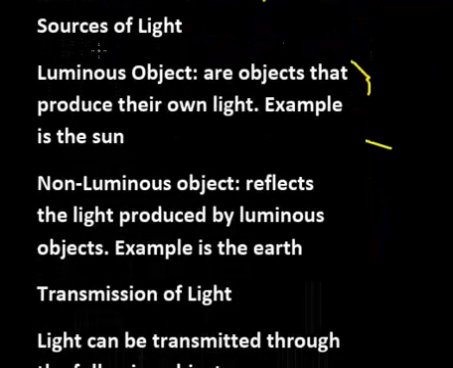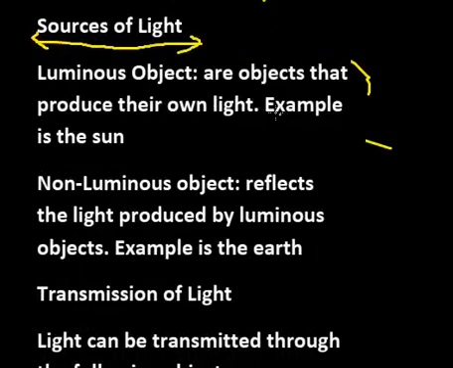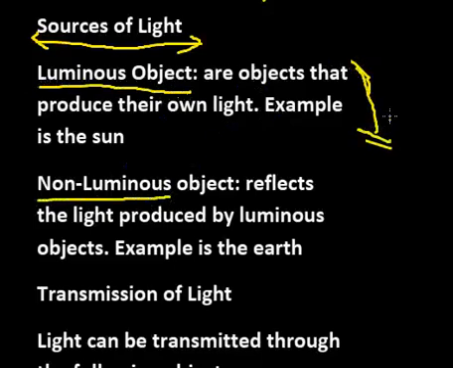So we looked at the sources of light. For sources of light, we have two types of objects: luminous objects and non-luminous objects. Luminous objects are so called because they produce their own light. For example, the sun produces its own light, but the earth is a non-luminous object. Why? Because it doesn't produce its own light.